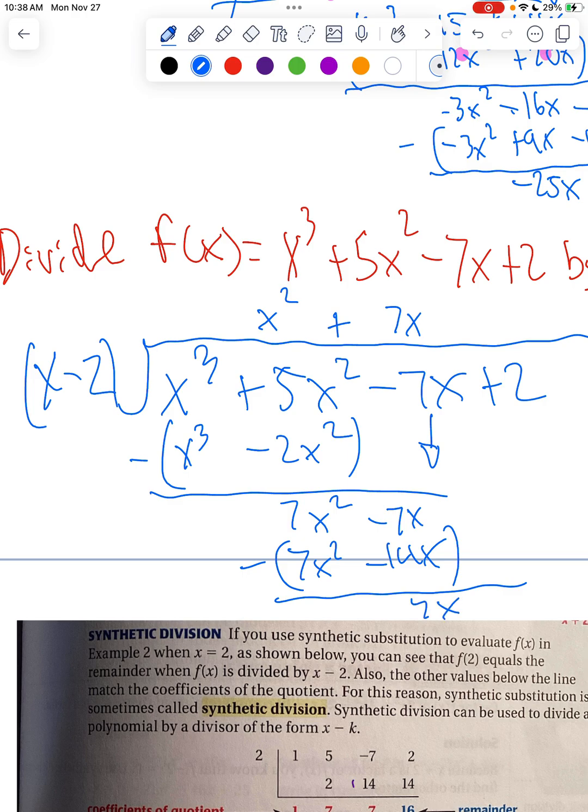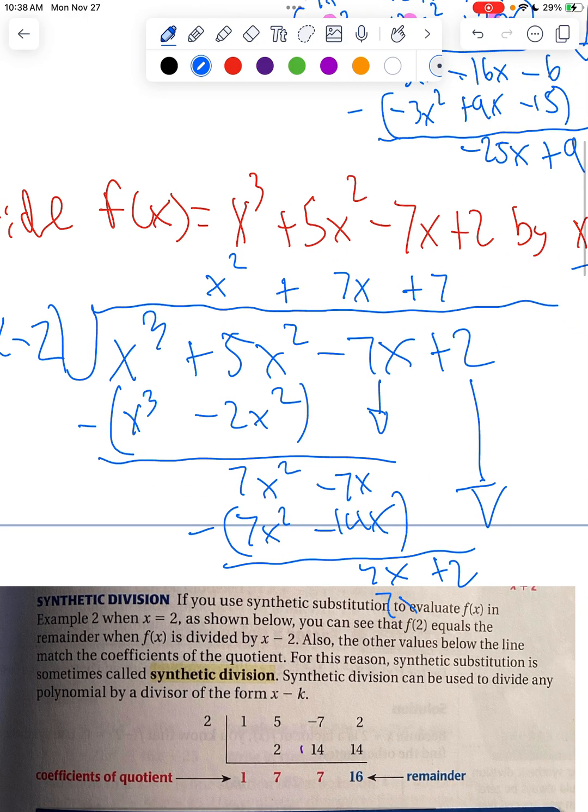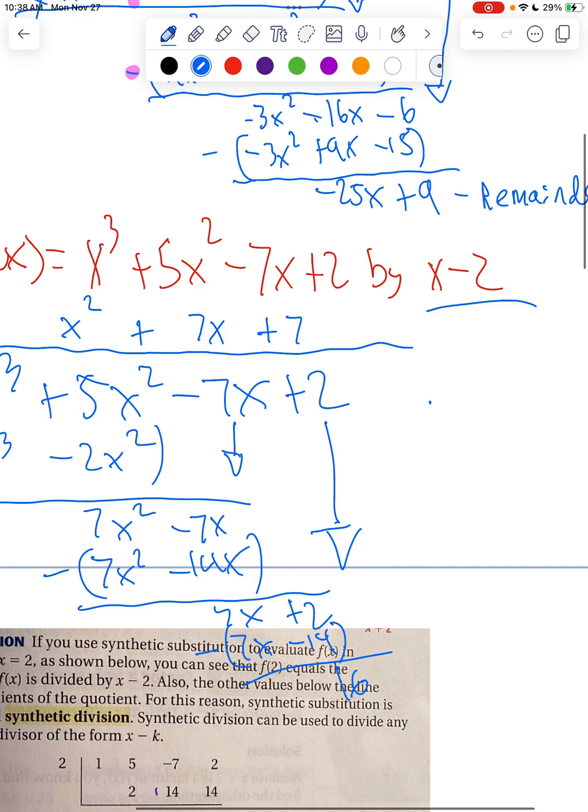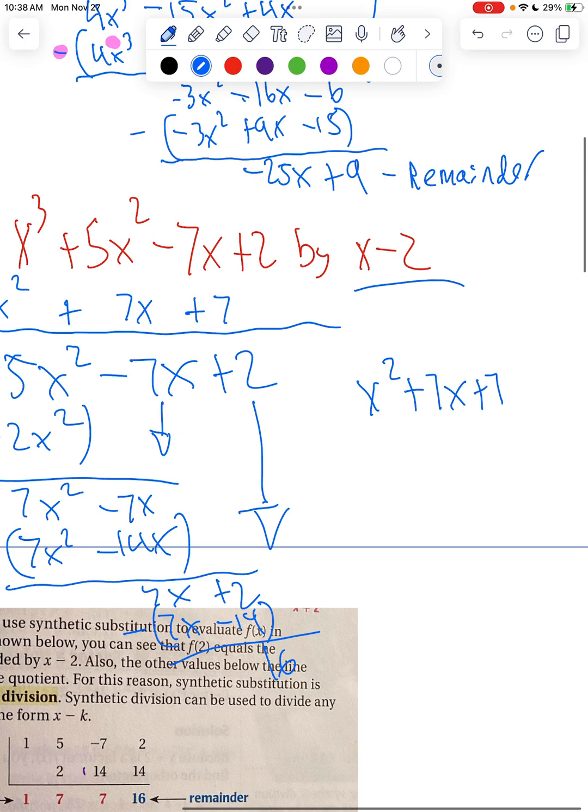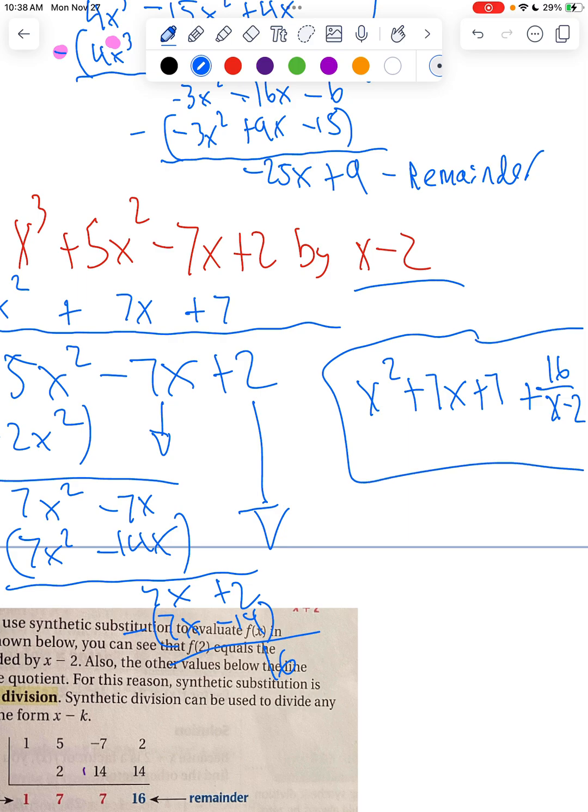So I'm left with 7x, and I've got to bring down adding 2 at the end. So I'm going to get, I'm going to choose a 7. So plus 7, again, 7x minus 14. This is distributing, so I'm left with a 16. So I'm going to write my answer as x squared plus 7x plus 7, and then my remainder is 16 over x minus 2. That would be my final answer.